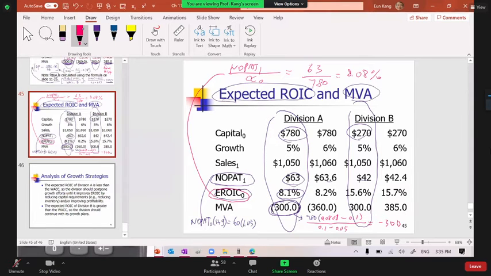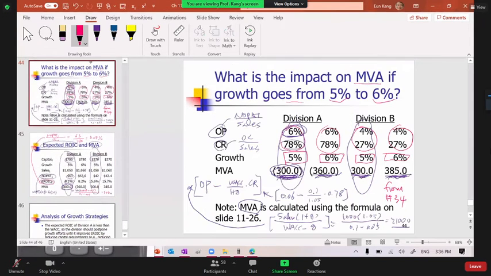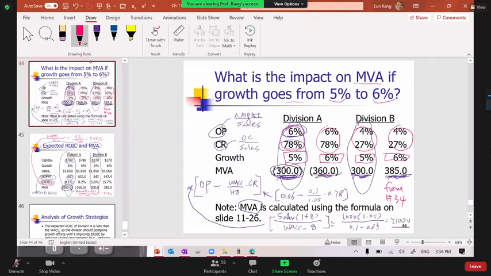Professor, going back to the previous slide when you're talking about MVA, can we assume that if there's a positive growth, the MVA is going to go, like in the first division A, it's a negative 300? Can it be assumed that there's going to be a further decline in MVA? Yeah, if you increase your growth rate, then your MVA goes down even further. Gotcha. That's not good. Thank you for summarizing. Yeah, that's what it means.